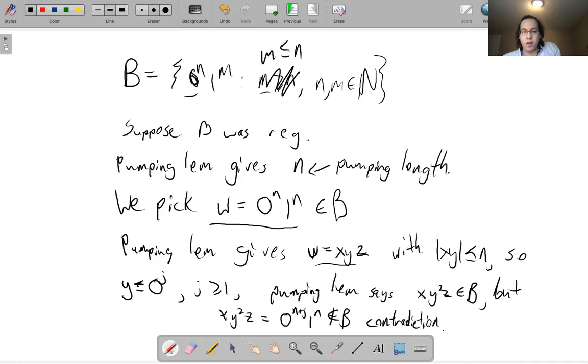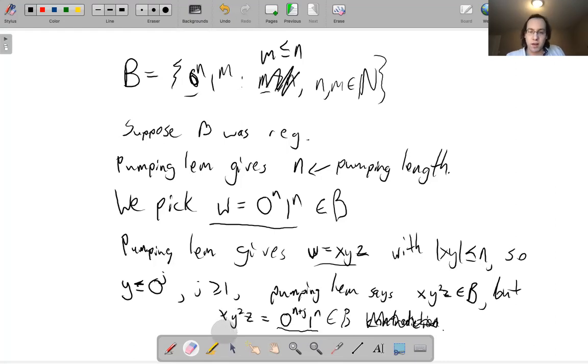But now this last step is wrong. You see how we said 0 to the n plus j, 1 to the n is not in B? Actually, now it is in B, right? So we don't get a contradiction. We failed to get the contradiction. We failed to use the pumping lemma. And how would we handle this case?